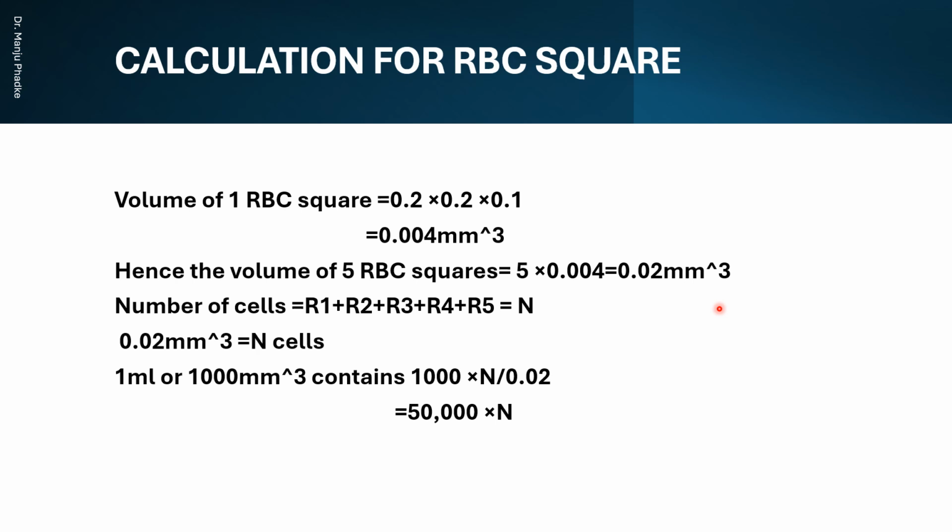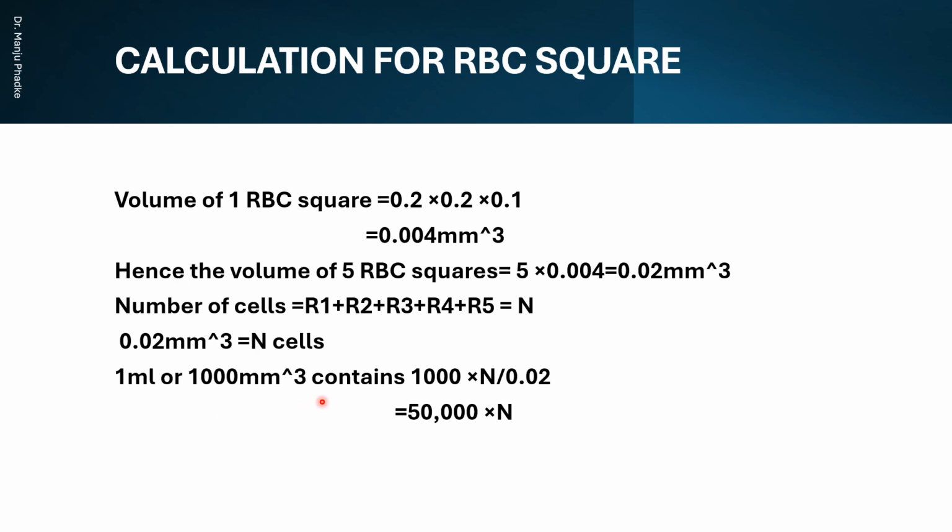Now here we are counting 5 RBC squares. So that is the 4 corner RBC squares and the one in the center. So therefore the number of cells, again here we are considering the total number of cells. So the total number of cells in the 5 RBC squares R1, R2, R3, R4 and R5 is equal to N. Now 0.02 millimeter cube contains N cells.